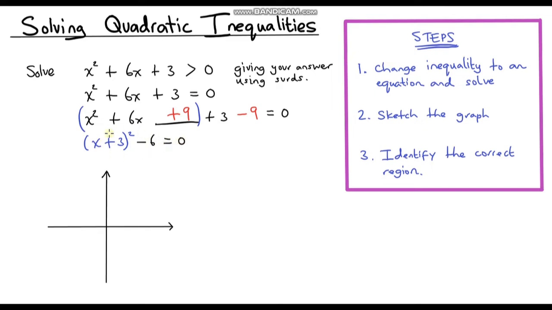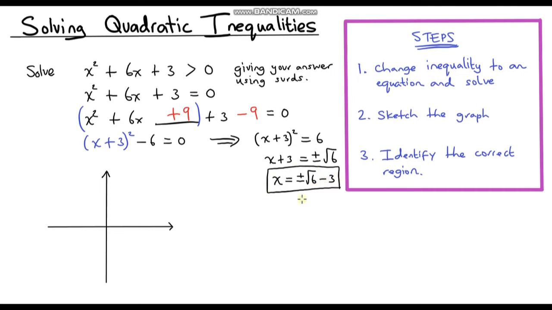So now we've got it into a form that we can solve. So if I just bring it over here, first thing we can do is just add 6 to both sides. So we'll be left with x plus 3, all of that squared, is equal to 6. And then if we take the square root of both sides, we'll be left with x plus 3 equals plus or minus the square root of 6. Don't forget your plus or minus. And then the last step is just to subtract 3 from both sides. So we'll be left with x is equal to plus or minus the square root of 6, take away 3. So we found our solution.